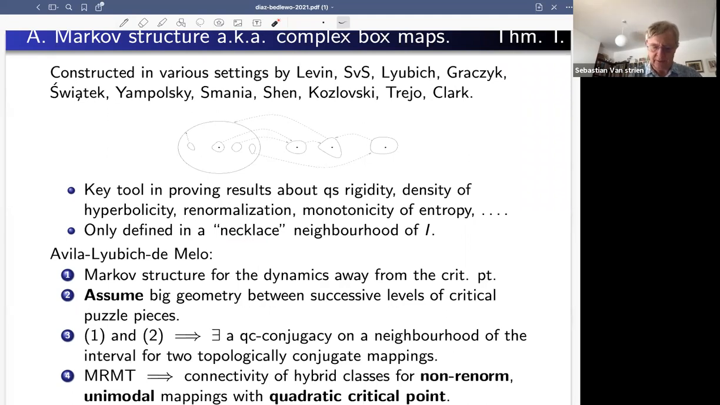And what do I mean by a necklace neighborhood? You have your interval, and now you have the complex plane surrounding it, and then you have this kind of neighborhood, which is like this. It's the neighborhood of the set that you're going to use. It's not a full neighborhood of your interval, but it's something like a necklace. So there are very thin pieces like here, where the diameter shrinks to 0. And so this necklace neighborhood is not really a full neighborhood of the interval, and that will cause troubles.